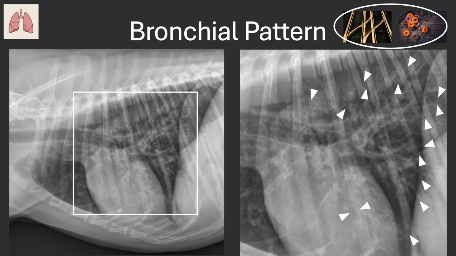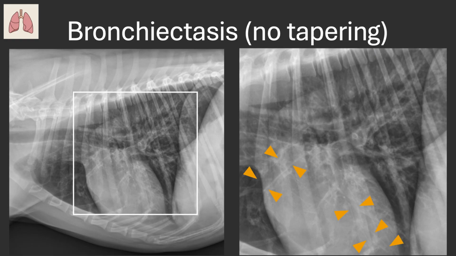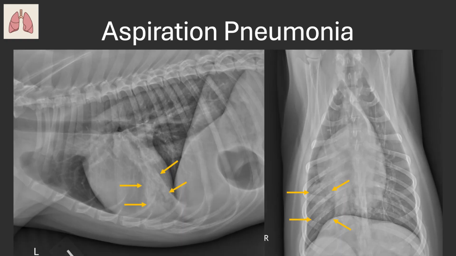Identification of a bronchial pattern, especially when moderate or marked in severity, in the periphery of the lungs is an indicator of disease. Additionally, note how there is an absence of normal tapering in size within some of the bronchi, which should be markedly reduced in diameter towards the periphery of the lungs. The orange arrowheads demonstrate how these bronchi do not taper normally, consistent with cylindrical bronchiectasis, which can be identified with chronic bronchitis.